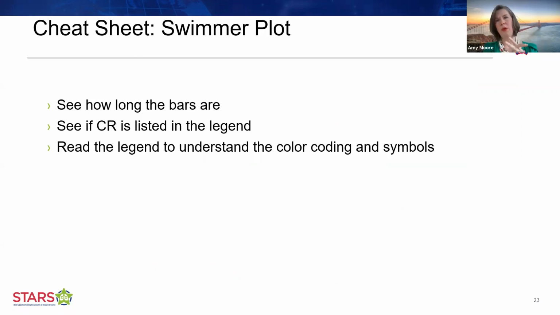So your cheat sheet for swimmer plots is look to see how long the bars are. So how long is that effect lasting over time? Is complete response listed in the figure legend? And then read that legend again to understand the color coding and the symbols, just as we did before. That helped us know what the colors meant, it helped us know who's having a first partial response, and so forth. Okay, so we have one more type of plot to go.